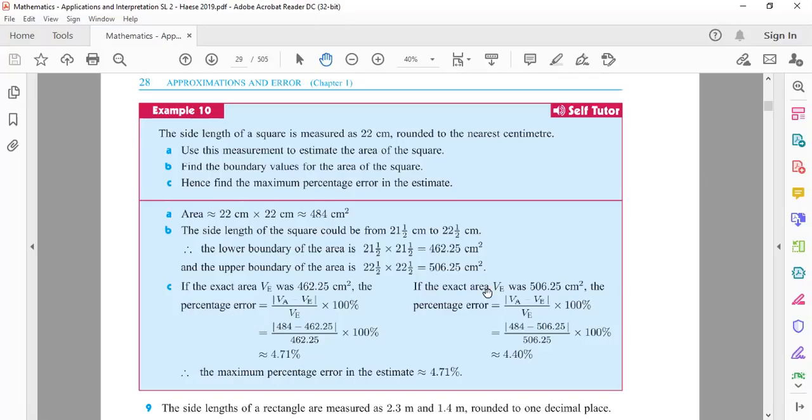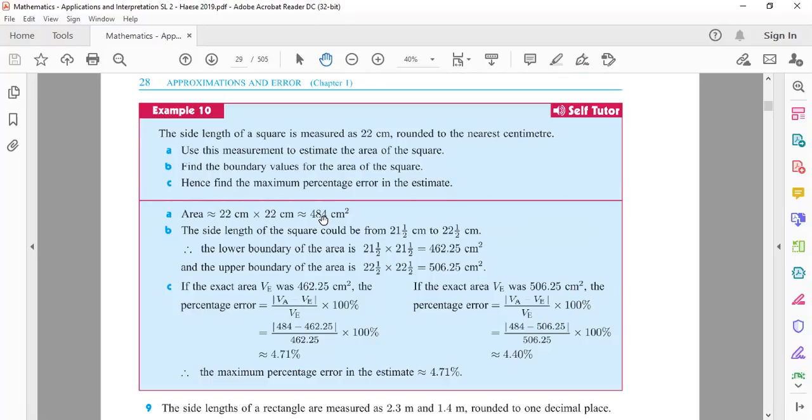For this you have to find a 2% error. One will be the maximum and one will be the minimum. First you have to take the lower boundary, so 484 minus 462.25 upon 462.25, where the percentage error is 4.71. And in the max, the upper boundary, you have to take 484, that is exact.